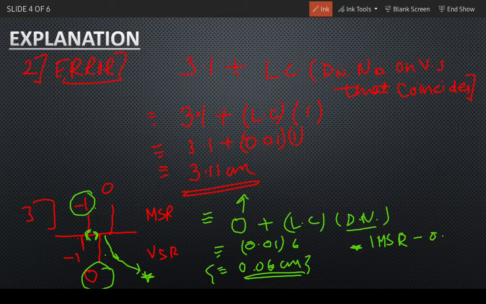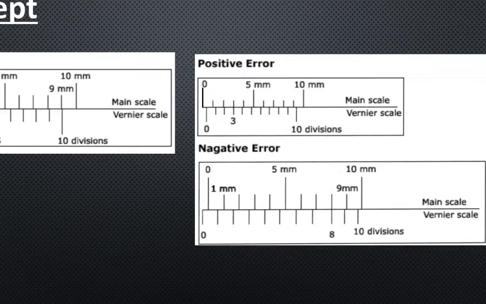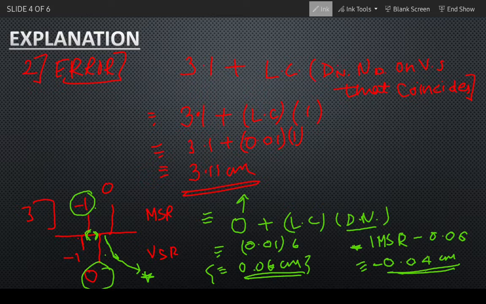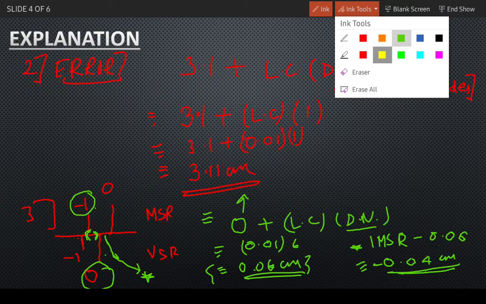minus 0.06 comes out to be 0.04 centimeters. This is the final error, and we have a negative error, so we will add a negative sign over here, as we have seen from the concept that it is a negative error. So we'll add a negative sign over here. Don't forget to add the negative sign over here.